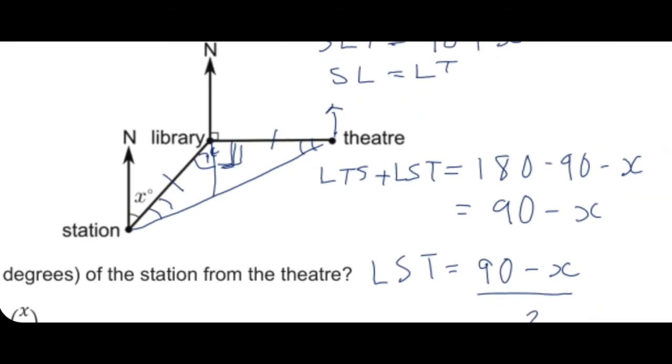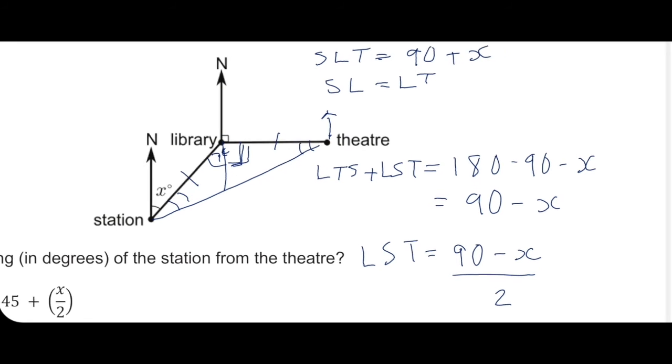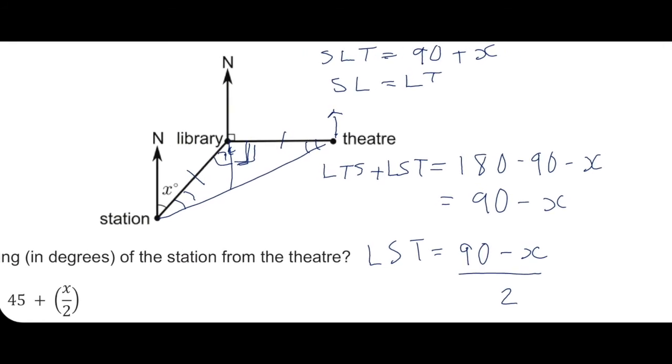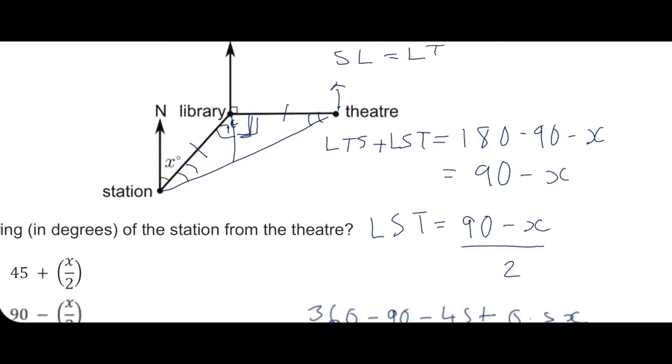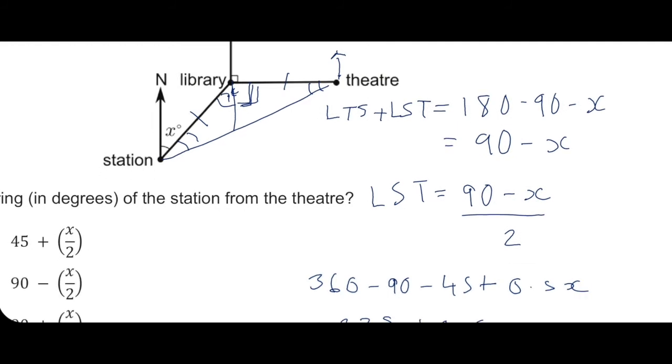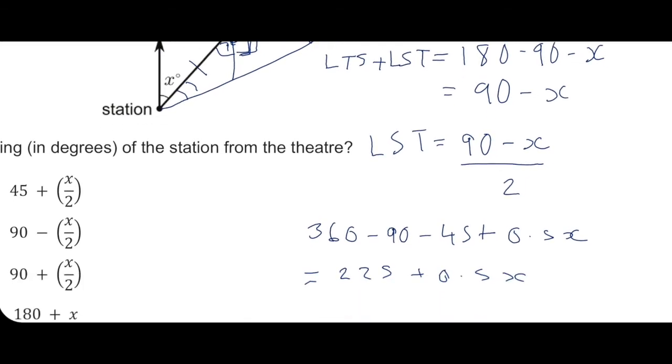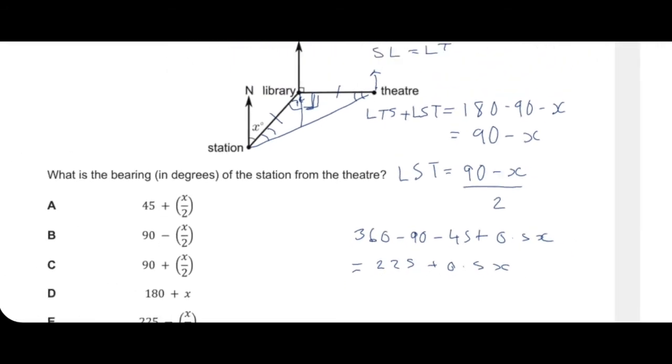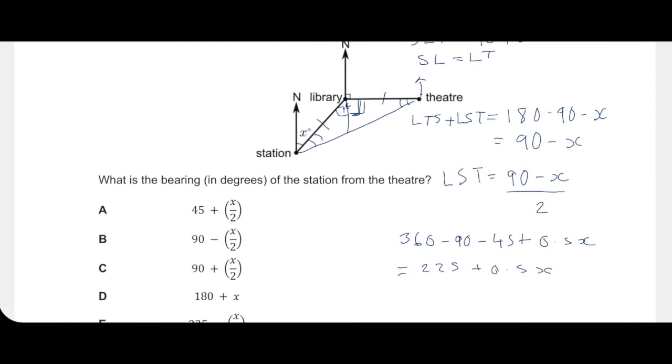Therefore, we could work out the other angles of this isosceles triangle, since two of the angles in an isosceles triangle are equal. So, LTS plus LST is equal to 180 minus 90 minus x, which is equal to 90 minus x. We could then assume that LST by itself is equal to (90 minus x) over 2. Now we can work out the bearing from S to T. And let me zoom out a bit just for your convenience so you can see the diagram.